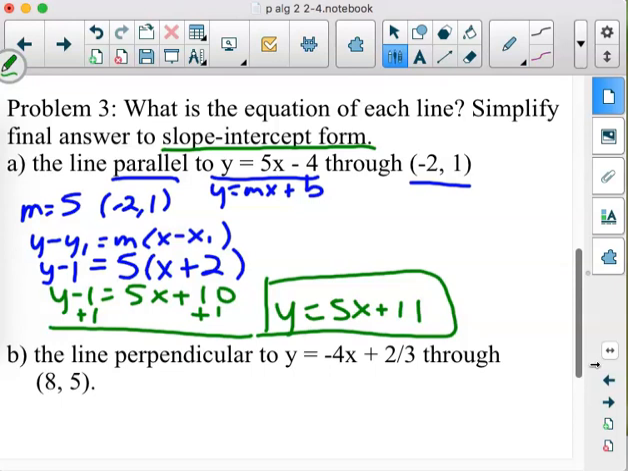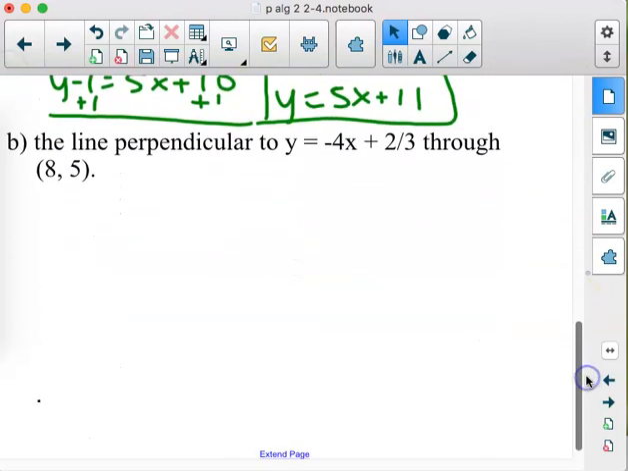Part B says, we want the line perpendicular. Ooh, that's different. Perpendicular to y equals negative 4x plus 2/3, and through the point (8, 5). I have a point. I need a slope. There must be something up here that I'm supposed to catch that's going to help me out with that. So, Zach, what is supposed to help me out with slope?